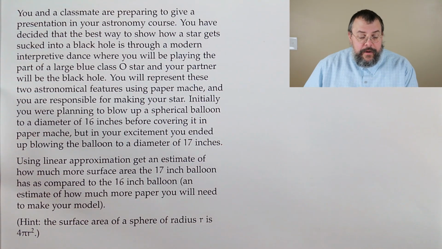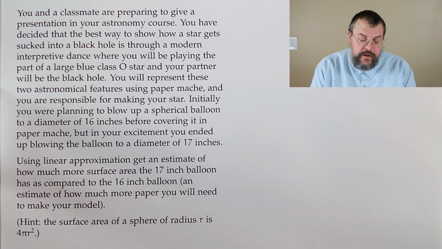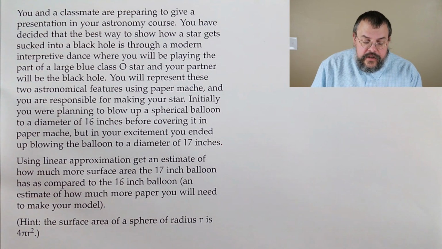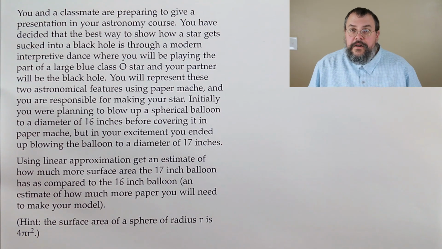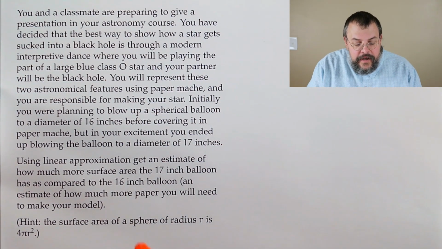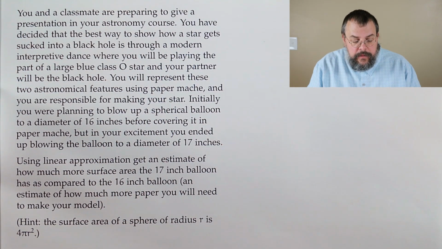All right. Anyways, you have decided that the best way to show how a star gets sucked into a black hole is through a modern interpretive dance, where you will be playing the part of a large blue class O star, and your partner will be the black hole. Oh, you get to play the blue star. Oh, that's nice. You're moving up in the world. Now, you will represent these two astronomical features using paper mache, and you are responsible for making your star.